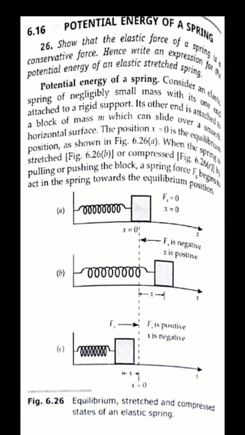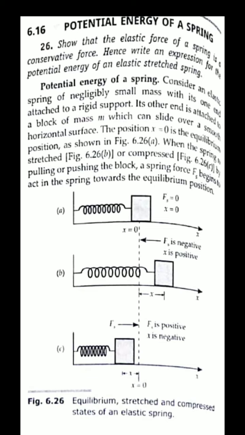So here we discuss the potential energy of the spring. Here three figures are there. The first figure is the normal position. A block is attached to a spring, and no extra force is applied. So applied force is 0, position x equals 0, and that is called the equilibrium position. In the second figure, we stretch the spring, and in the third figure we compress the spring.